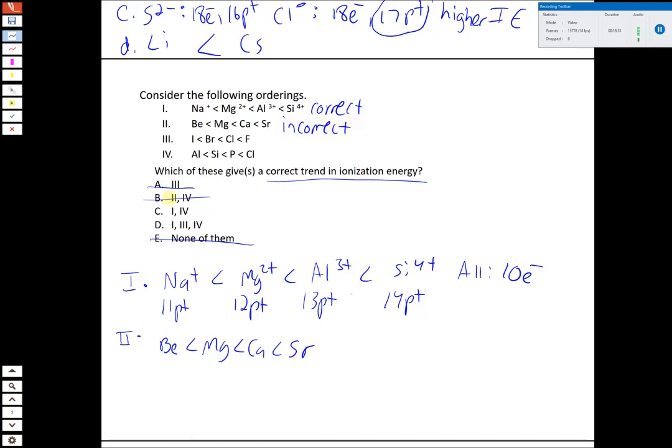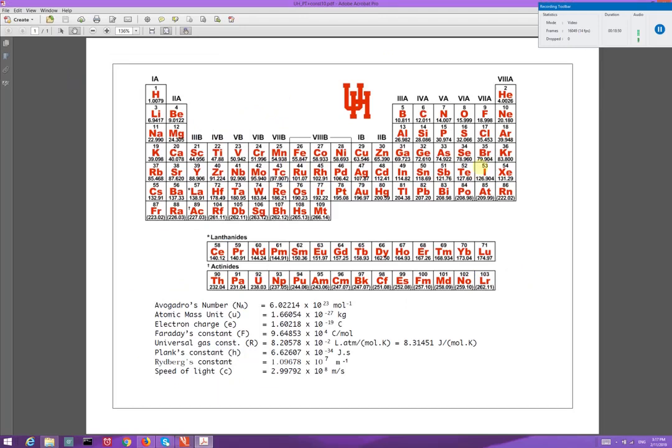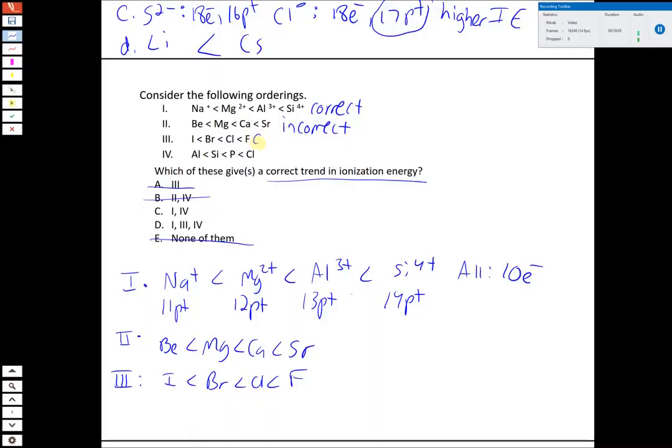We've already eliminated answer choice B because it doesn't include number 1, and this further verifies that answer choice B can't be correct because number 2 is the wrong order. Number 3 here, we're comparing halogens, iodine, bromine, chlorine, fluorine, also all in the same column of the periodic table. So if we go back to the periodic table, that's these 4 elements here, and this time we're saying that the ordering is that iodine is the smallest, bromine, then chlorine, then fluorine is the largest, and that is the correct order. Ionization energy increases as we move up a column from bottom to top. So this one is also correct.